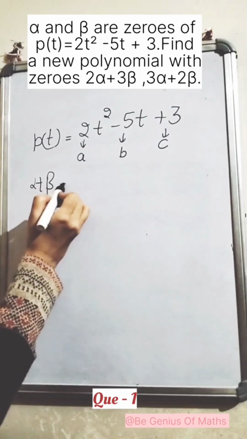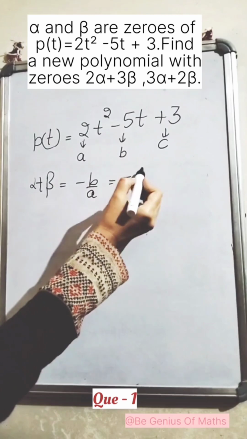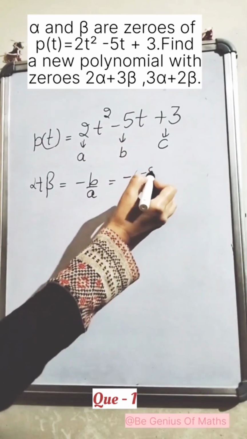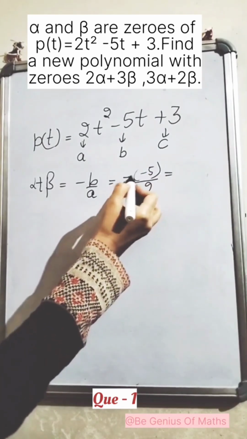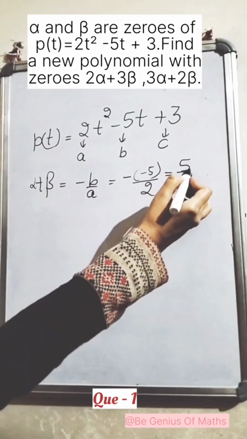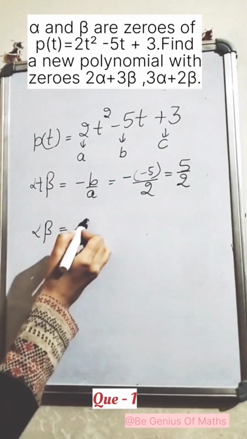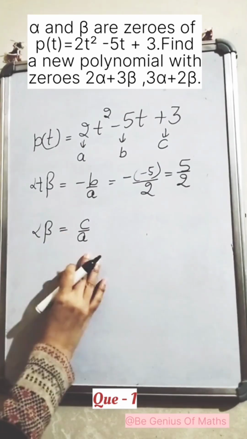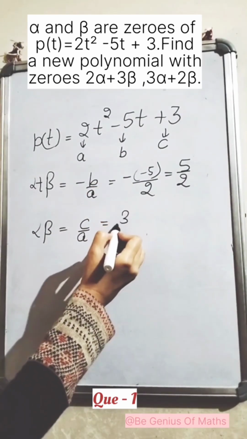Now alpha and beta are the zeros of the given polynomial, so we can find alpha plus beta, which is minus b by a. Minus b is -5 and a is 2. Minus into minus is plus. This is 5 by 2. Alpha into beta is equal to c by a by the formula. C is 3, a is 2.